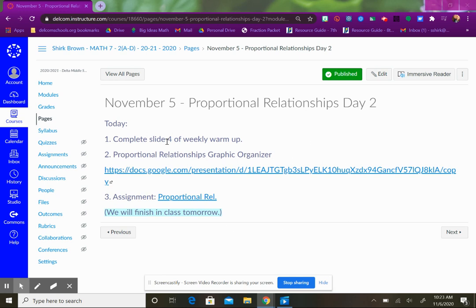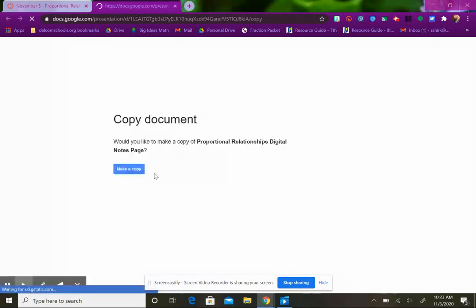Hey guys, if you were not here today, I want to go over what we're doing in class. You're going to complete slide 4 of the weekly warm-up. If you have any questions, let me know. And then you are going to make a copy of this proportional relationship digital note page.